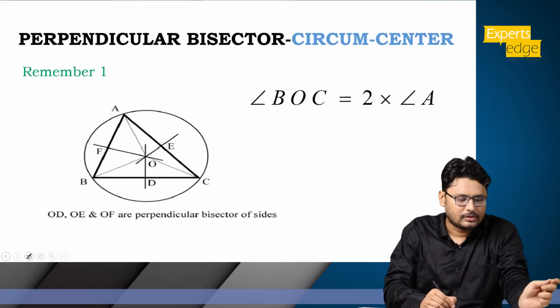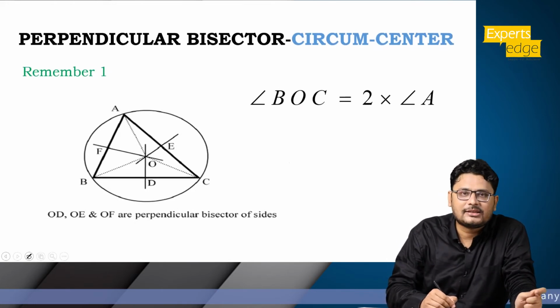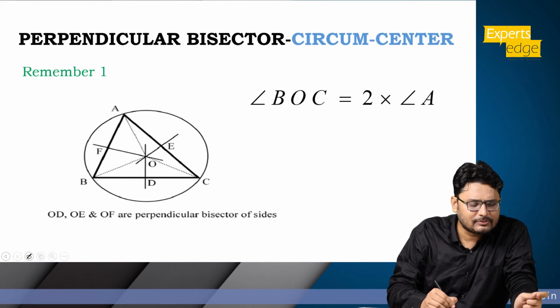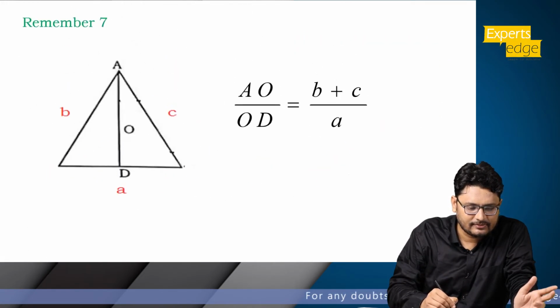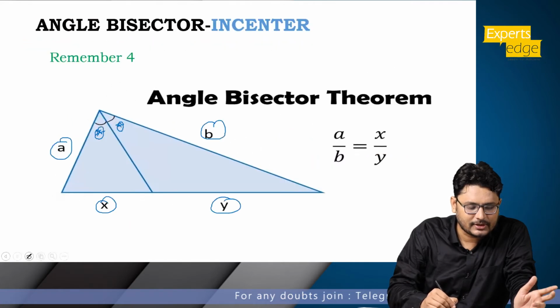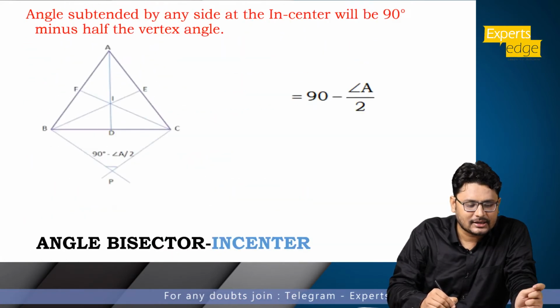ठीक है, so angle bisector is done. ठीक है, now let me quickly revise all the properties, just questions obviously आपको है. तो there are 7 properties, right? कल हमने मीडियंस के देखे थे, 11 थे.